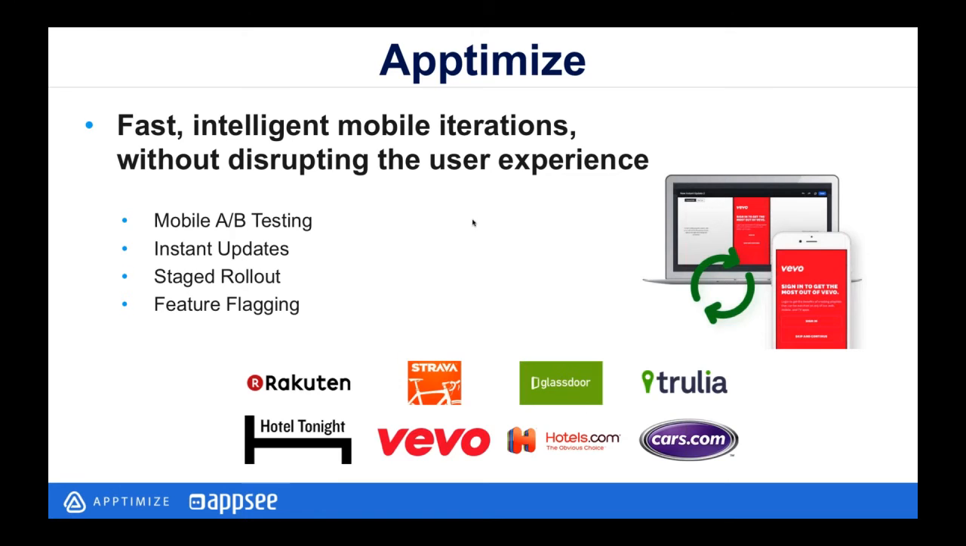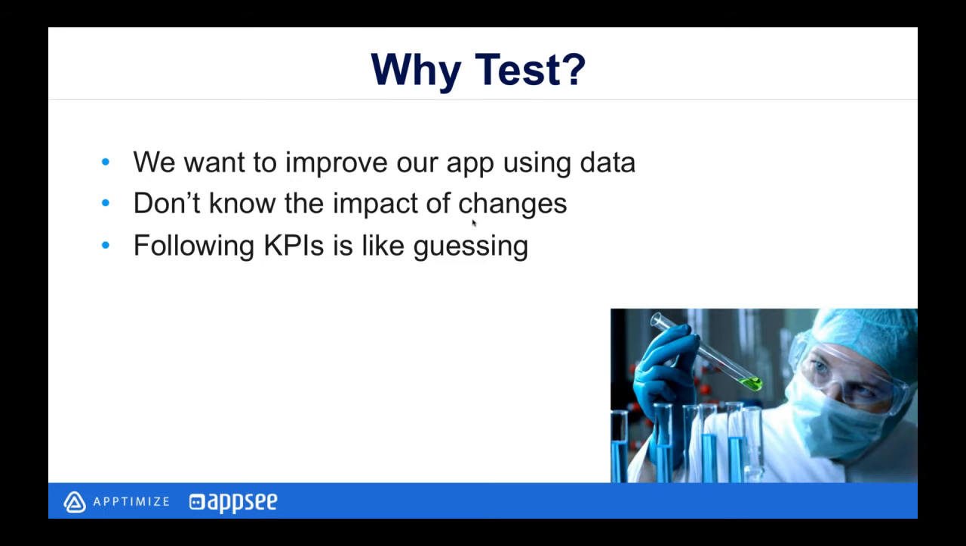All right, so the next thing you want to do is testing. Let me tell you a little bit about Optimize first. What Optimize allows you to do is fast, intelligent mobile iterations without disrupting the user experience. So we're able to do mobile A/B testing, instant updates, and make sure that you don't disturb the experience by using staged rollout or feature flagging.